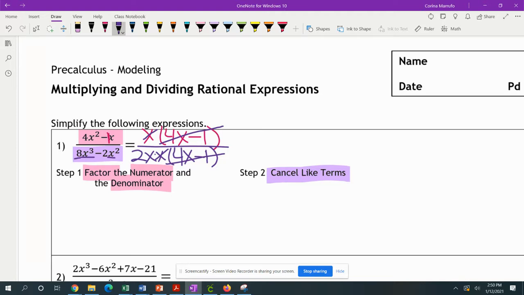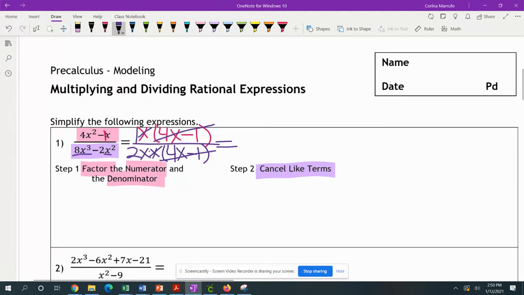Okay. I have nothing left on top, or at least it looks like I have nothing left. But remember, the coefficient to this x is 1. So I have a 1 left over on top. And on the bottom, all I have left is a 2x. So that's all that's left, the 1 and the 2x. And that's it. That's our answer.